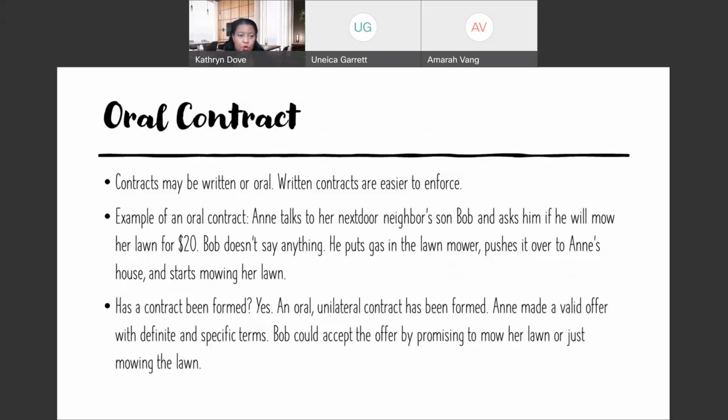Contracts may be written or oral. The contract does not have to be in writing at all. A written contract would be easier to enforce, though, if you had to go to court.